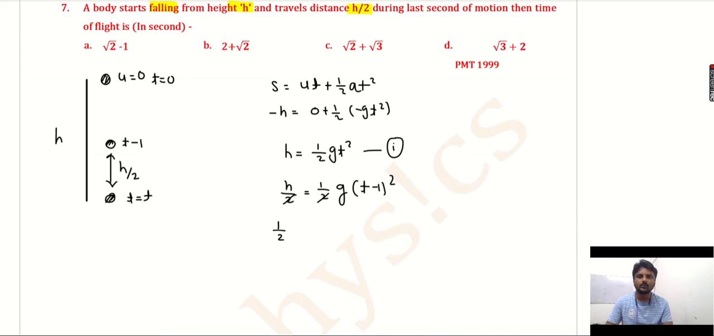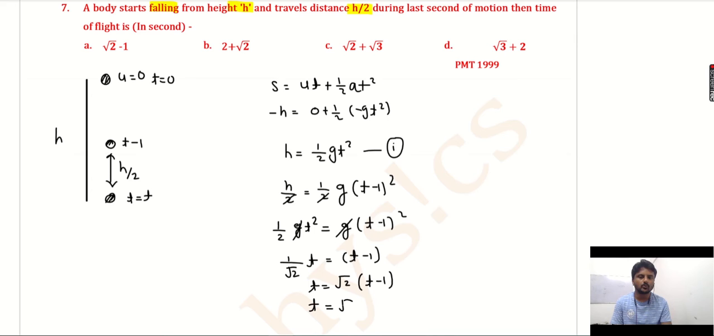So 1/2, I think we have missed something here. I think it is half gt². Okay, no issue. g into (t-1) square. g will get cancelled out. Take square root on both sides. 1/√2 t = t-1. So t will be equal to √2 (t-1). So t = √2 t - √2.